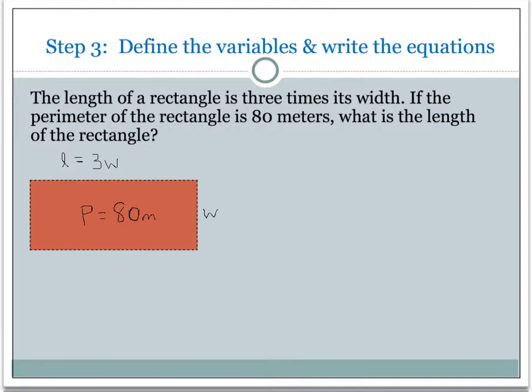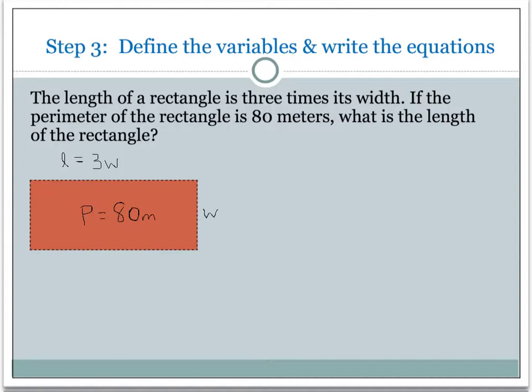Step 3 says that we must define what the variables are, and then we must write an equation. As you can see, I've just relabeled what we just got done talking about. We know that L, the length up here, is equal to 3W. We also know that this is going to be W. And we know that our perimeter is going to be 80 meters.